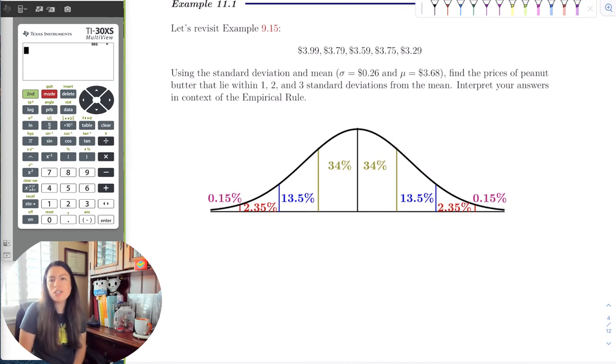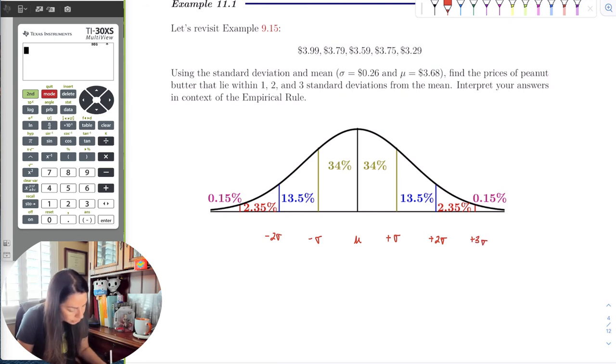And so I went ahead and just copy and pasted that piece. And I encourage you, if you have an iPad, to crop it and copy and paste it, or just draw it every time. Because again, remember that here is the mean. Let me do it in red. The mean, and all we have to do is add one standard deviation here and subtract one standard deviation. Add two standard deviations here and subtract two standard deviations here. And then add three standard deviations here and subtract three standard deviations here.